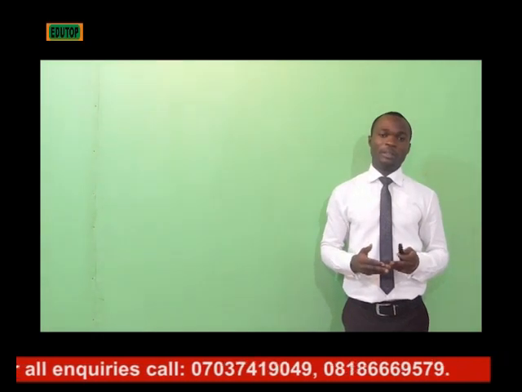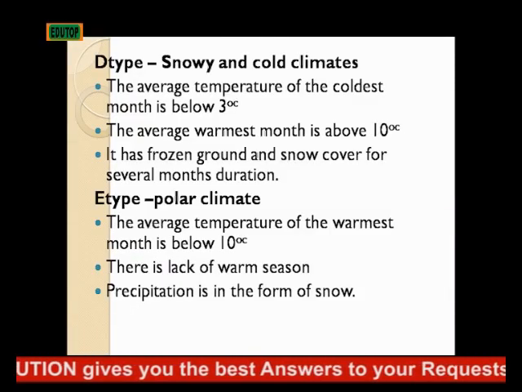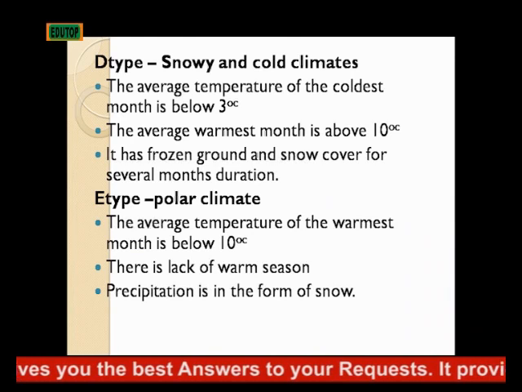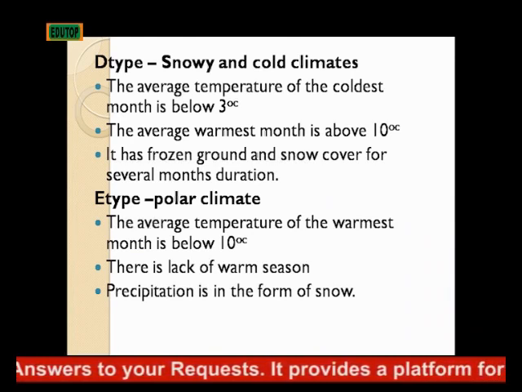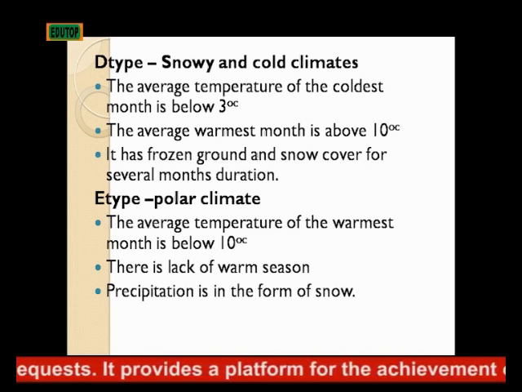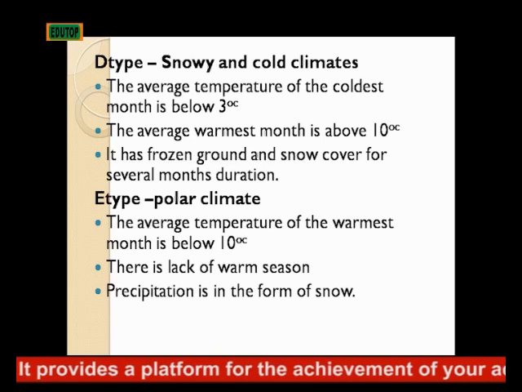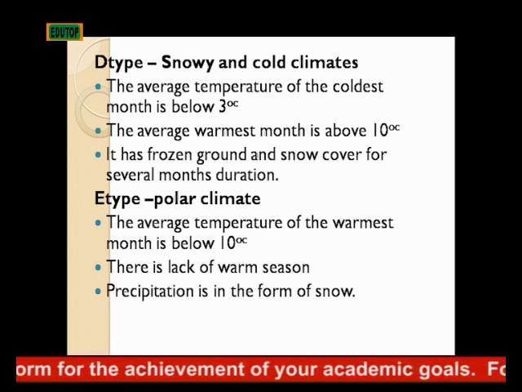Lastly, we have the E type, described as the polar climate. The polar climate has an average temperature of the warmest month that is below 10 degrees Celsius. This climate lacks warm seasons, and the precipitation is in the form of snow.